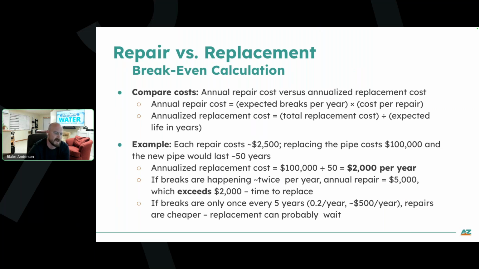And so where these numbers start to change is obviously with the frequency. If your breaks are only happening once every 5 years, that would come out to $500 a year for that same repair on average, which is below that $2,000 mark. So you're still making some fiscal sense, and you're okay to keep repairing, but you have to start to quantify and justify, if we're going to keep making patches, is this going to extend the life of the line, or you'll end up sinking money down the road. And so this calculation kind of helps put the dollars to the problem.